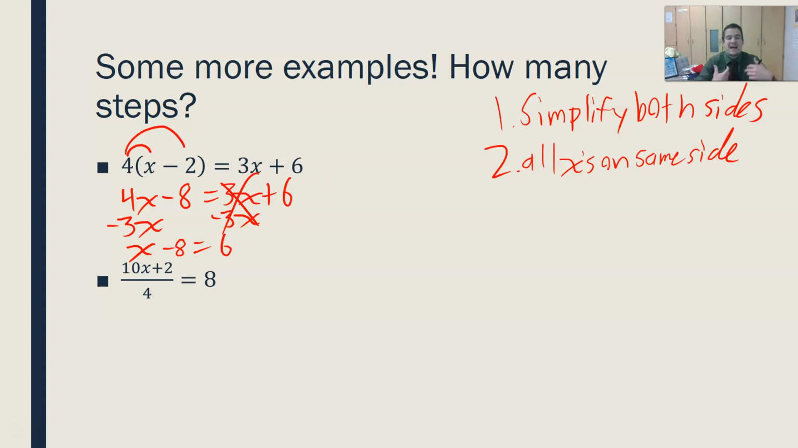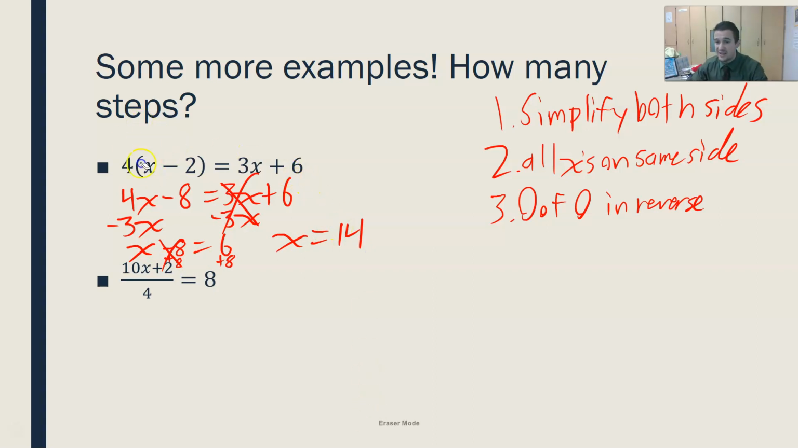Now, I just need to get x by itself, following my order of operations in reverse. Order of operations in reverse. So in this case, I need to add 8 on both sides, which gives me x equals 14.